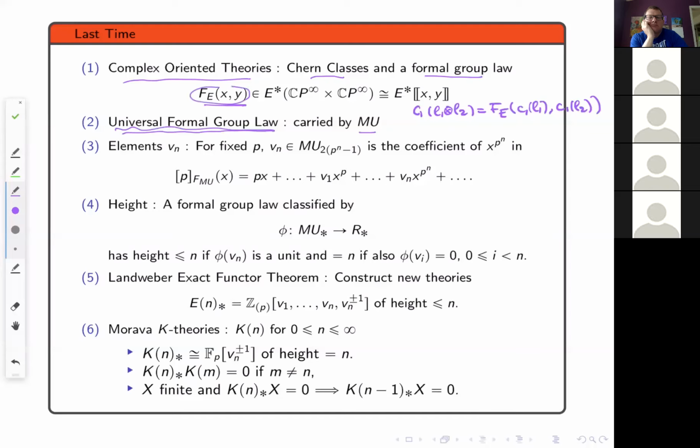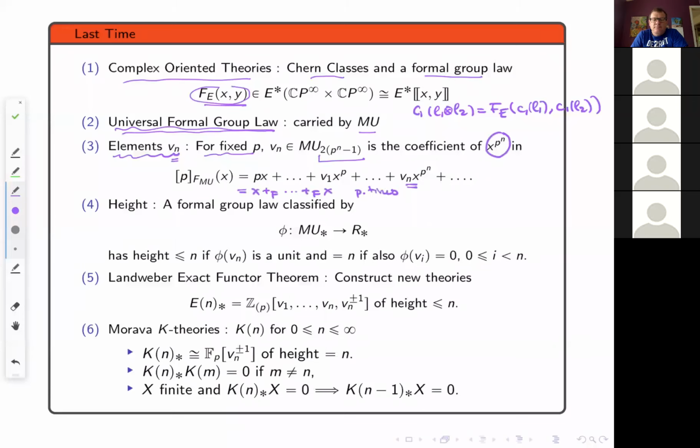Then we proceeded to define elements v_n. These are going to be really important today, so I'll go over the definition again. You fix a p, so the v_n depend on p, though it's not apparent in the notation. And v_n is an element in degree 2(p^n - 1), and it's defined to be the coefficient of x^{p^n} in the p-series for MU. So it'll appear right there when you expand that p-series. Remember, the p-series is x plus_F x, p times.